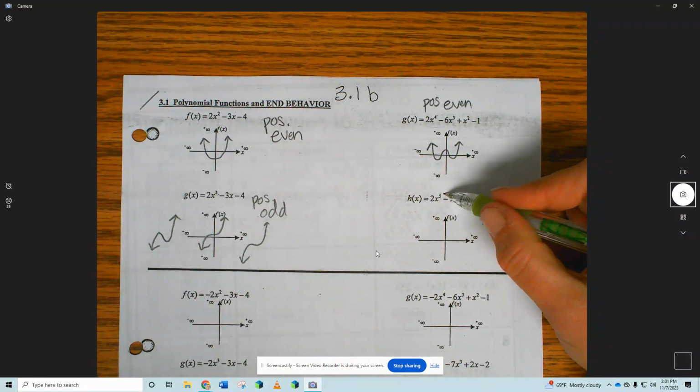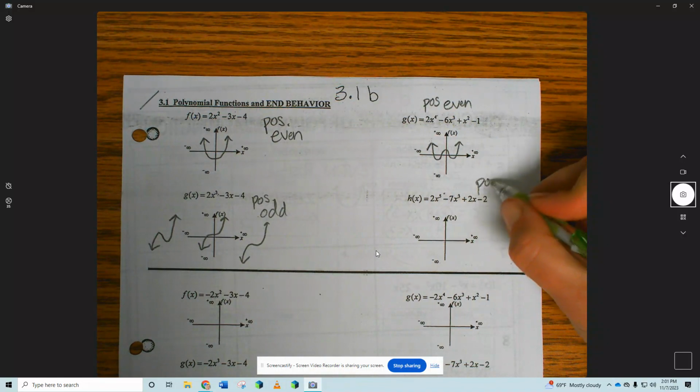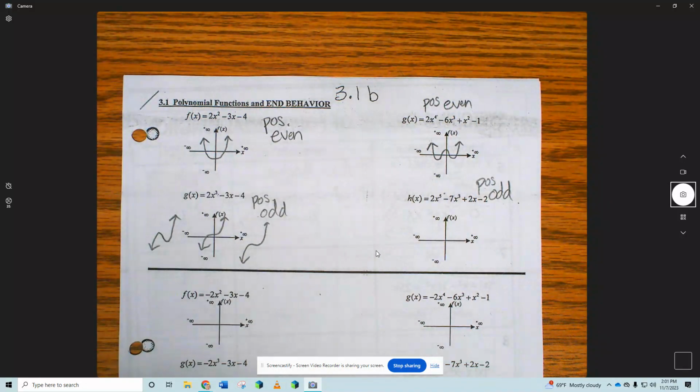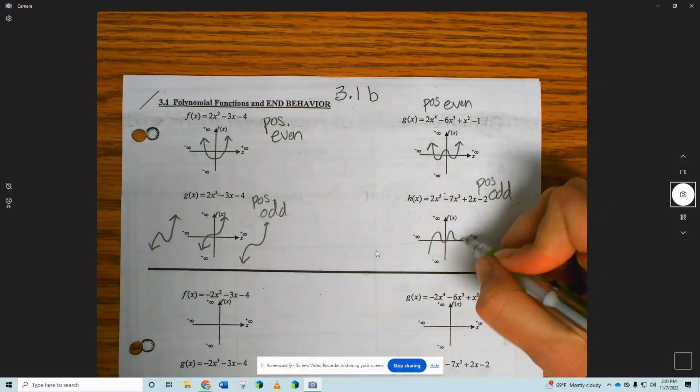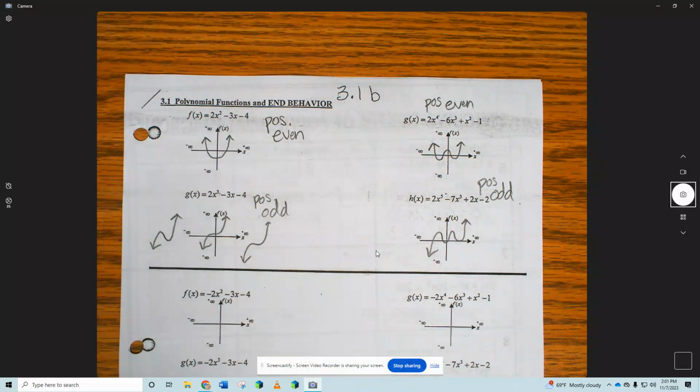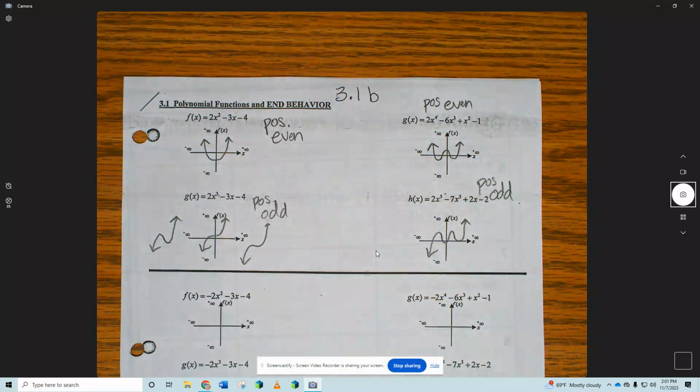Here's a fifth power, positive, odd. So that's going to have more in the middle because it's fifth power. Remember, it's got to cross 5 times. These are not perfect. This is not Desmos. I'm just saying approximately it would be something like this.